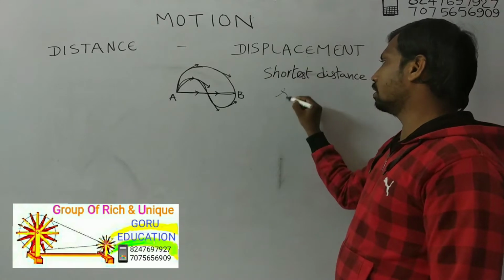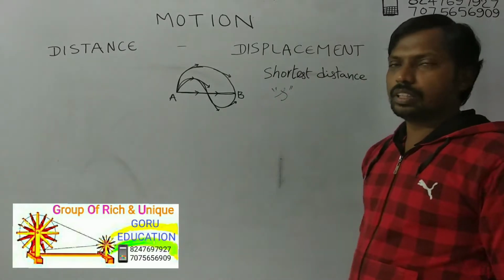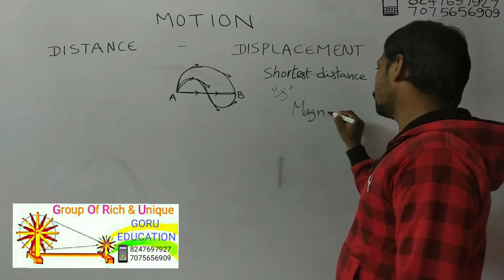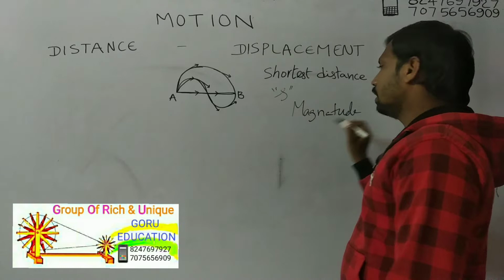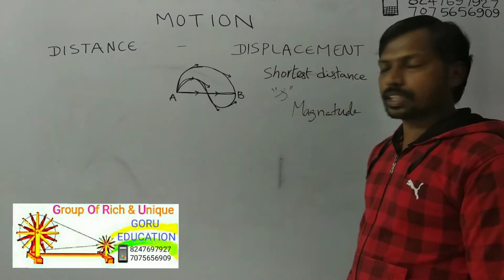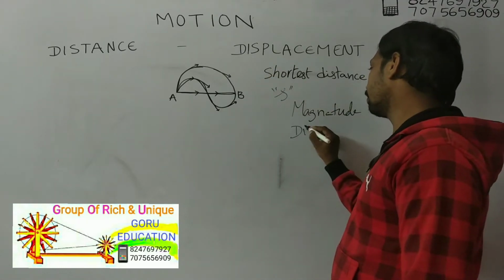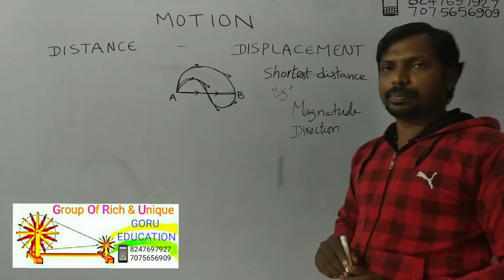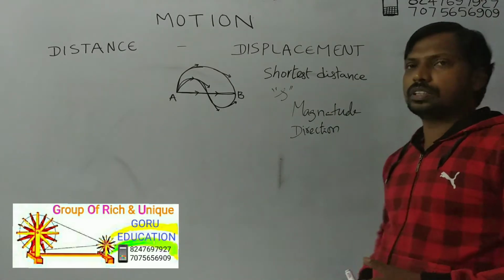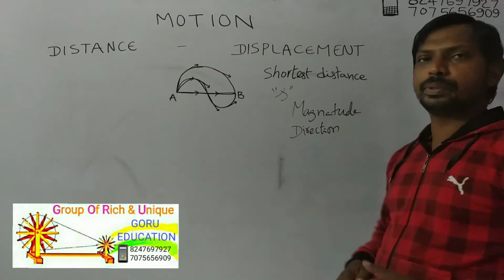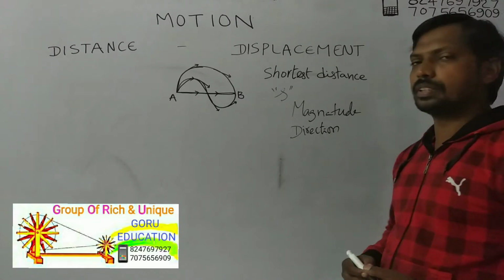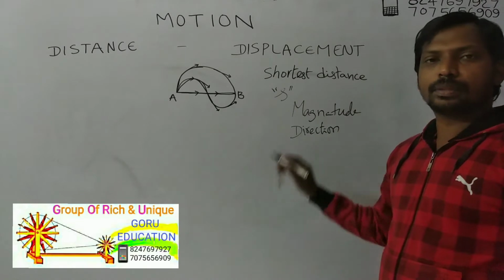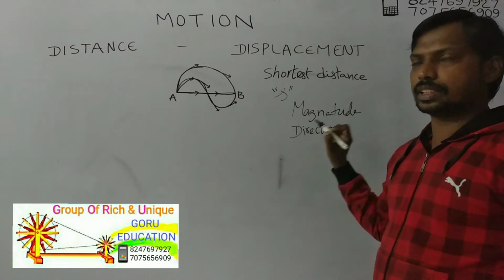So here shortest distance means displacement. It's denoted by small s. It has a magnitude and a direction. Displacement means the shortest distance between the 2 points. It is denoted small s. It has magnitude and direction.